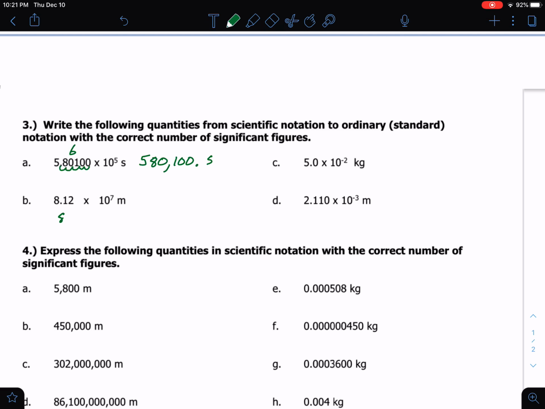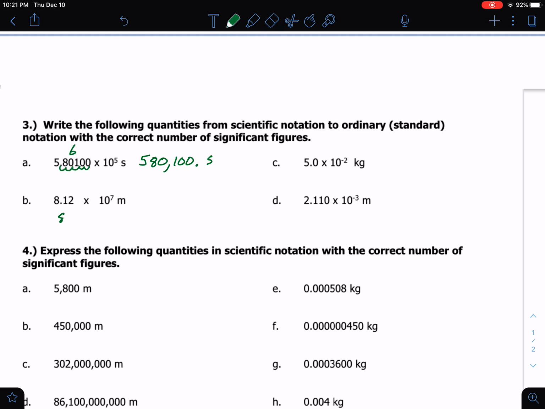Okay, so part C, when you see a negative exponent, that means it's a really small number, so your decimal is going to go to the left. I have 2 significant figures, so my answer still needs to have 2. I'm going to go to the left by 2. 1, 2. My decimal is going to be here now, and I'm going to add in that 0. So my answer is going to be 0.050 kilograms. That has 2 significant figures as well, so everything's good.